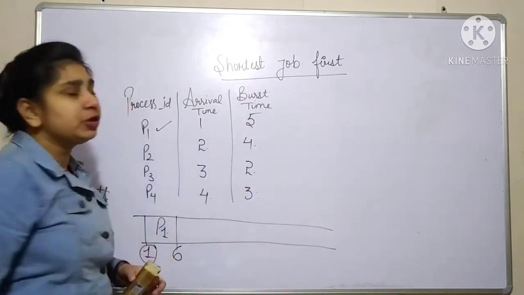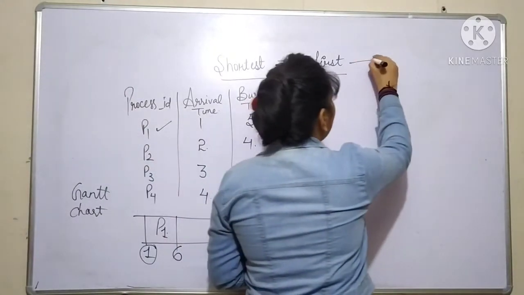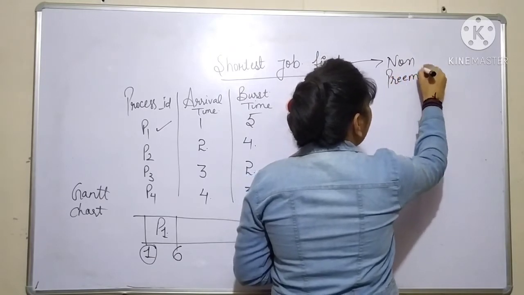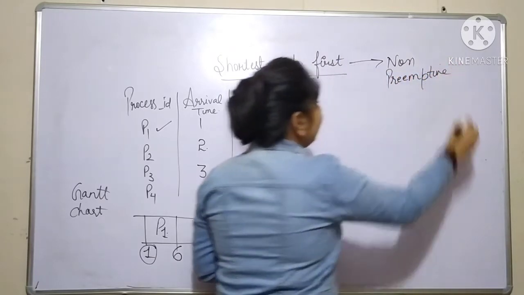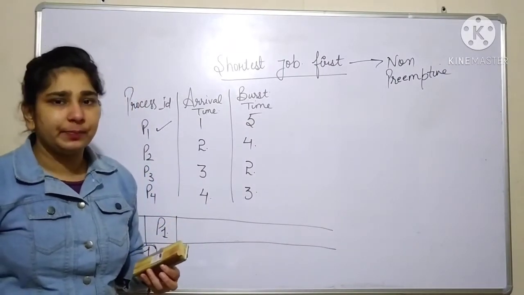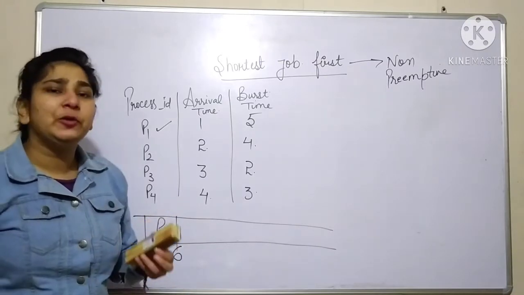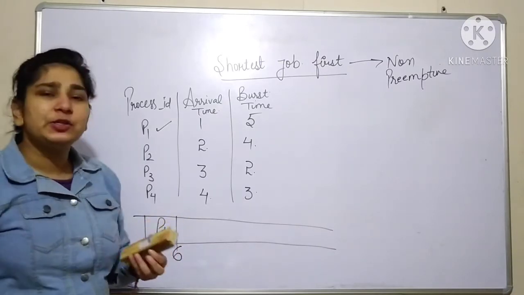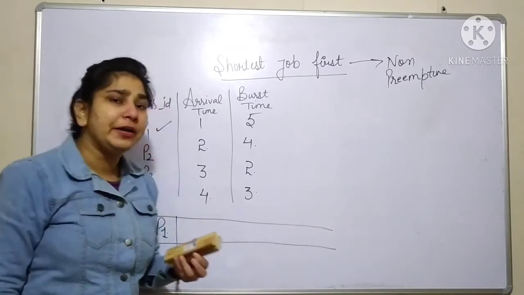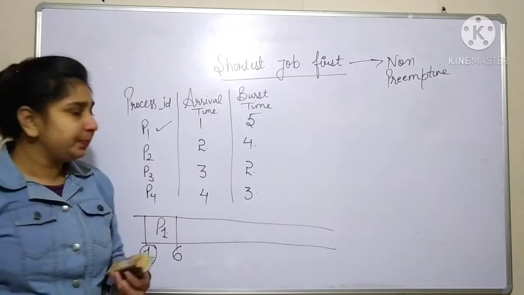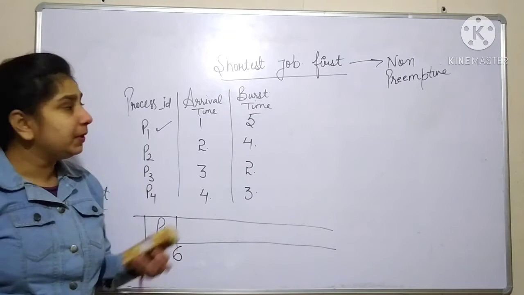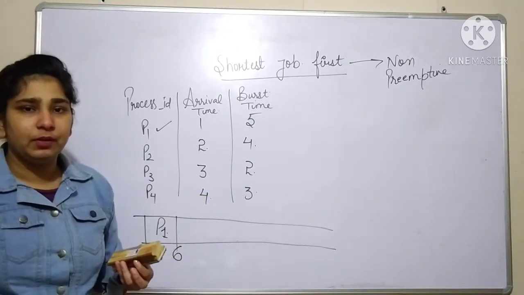Shortest job first is also non-preemptive. It is also not going to ensure multitasking. At one particular point of time, we are executing only one process. At one point of time, you are not executing many processes, because it is non-preemptive.